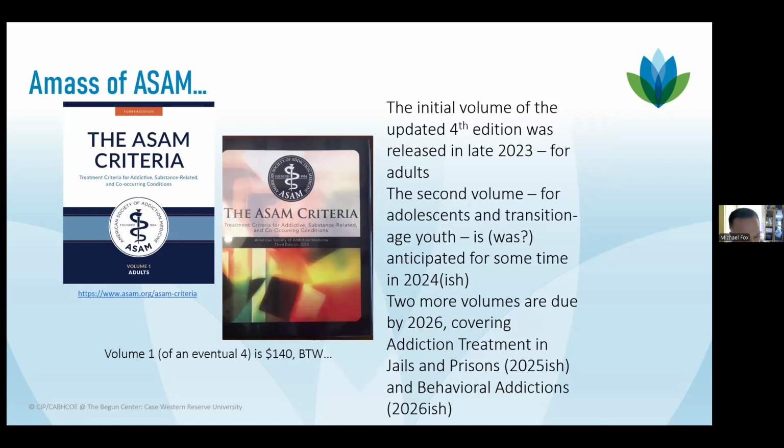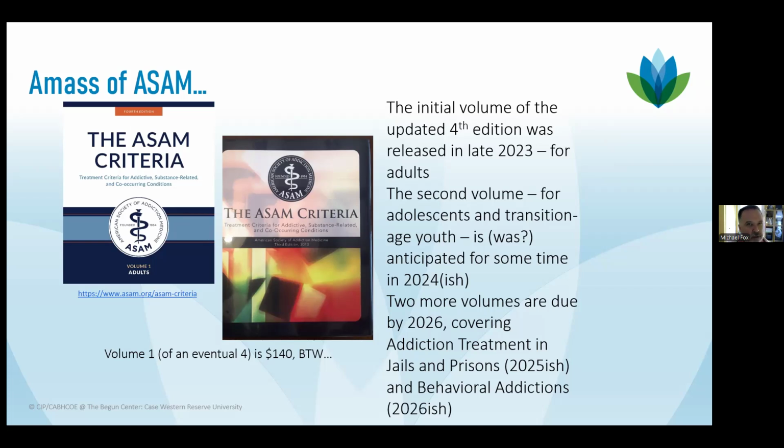Thinking about youth, if you're familiar with ASAM, but you don't work with youth, then you may be familiar with the newly released fourth edition, which is pictured there on the left. In the fourth edition and their new scheduled releases, they have now moved to separate treatment for youth and treatment for adults. They released the adult edition about a year ago. They are in the process of updating and finalizing the edition for adolescents.